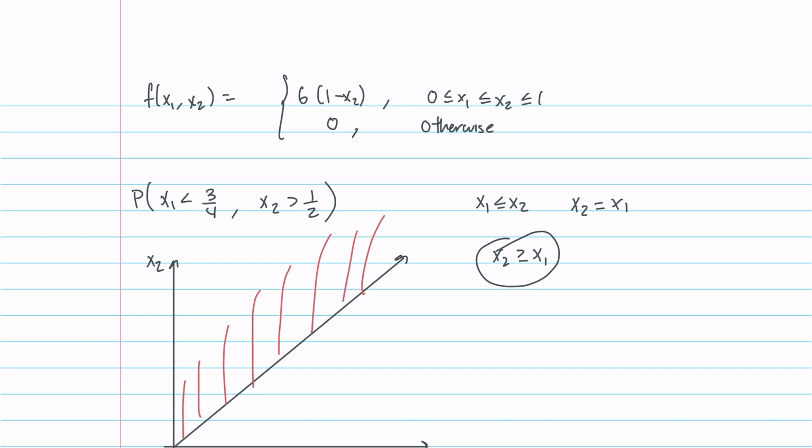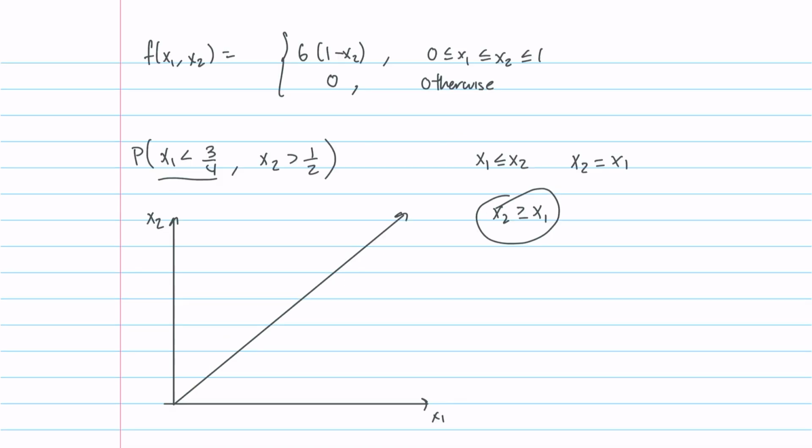So everything above here. x1 needs to be less than 3/4. So if we say this is 1, this is (1, 1). So 3/4 would be around here. Let's go ahead and graph that. And x2 is bigger than 1/2. So again, let's graph that. If that's 1, a half would be here.